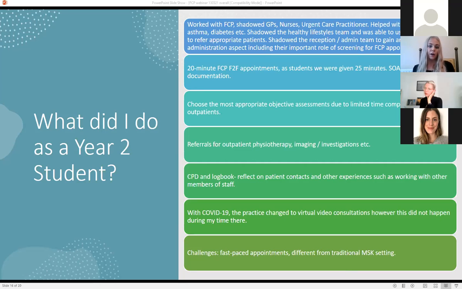So obviously referrals for things like outpatient physio, pain services, imaging, investigations, so blood tests, things like that. In terms of the CPD and everything else that we had to do for the placement, as you would in any placement, you obviously have to do your continuous professional development folder. So I did that as normal and did my reflections within that.